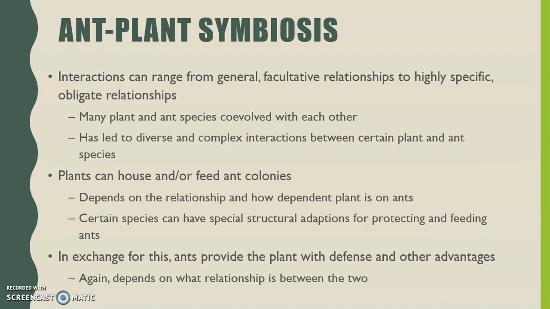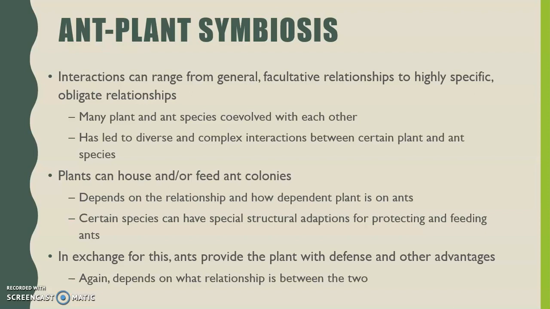Many plant and ant species have co-evolved with each other, leading to diverse and complex interactions between certain plant and ant species. Plant species do differ in how much they invest in their ant symbiote. So some plants can only feed their ant colonies, while some plants can also feed and house them. It really just depends on the relationship between the two and how dependent the plant is on the ant.